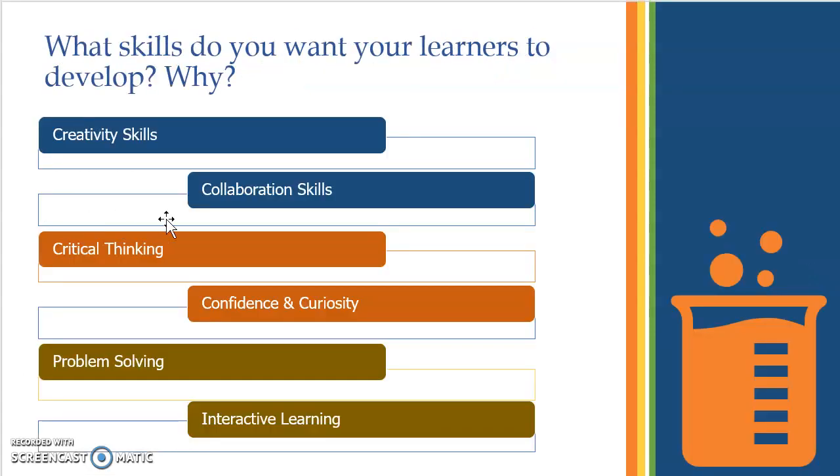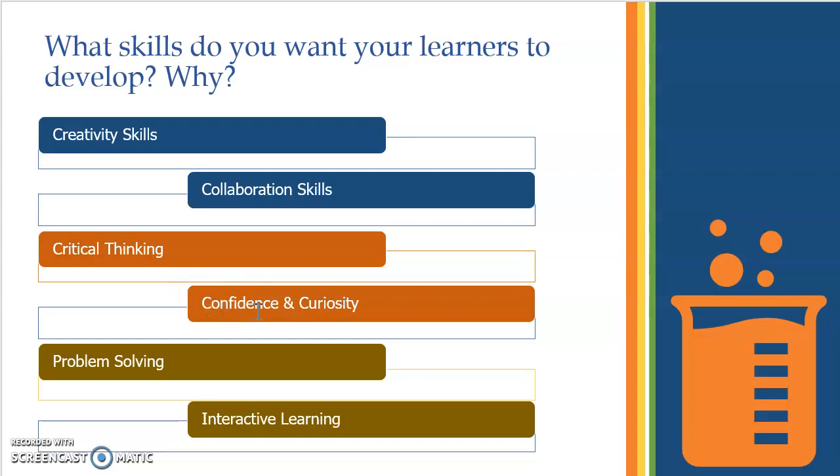The skills that I want my learners to develop are creativity skills. Creativity skills are important because it's a way of life that embraces originality and makes unique connections between their ideas. Next are the collaboration skills. These are important because it allows students to work together as a team and work on their team building. The next one is critical thinking. Critical thinking enhances the student's language and presentation skills.